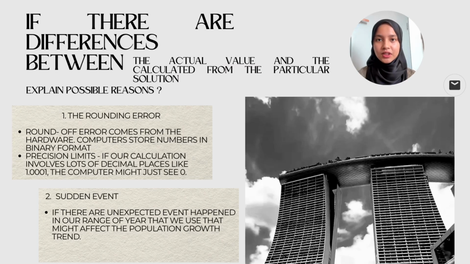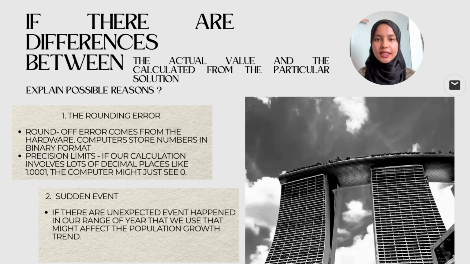For question number 3, if there are differences between the actual value and the calculated value from the particular solution, what are the possible reasons? So first of all is the rounding error. Round-off error comes from the hardware. Computers store numbers in binary format. If our calculation involves lots of decimal places like 1.001, the computer might just see 0.